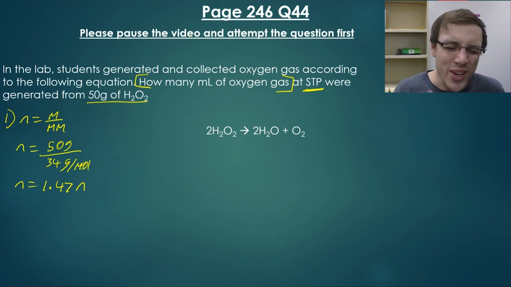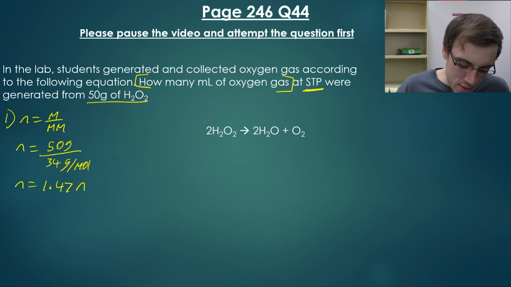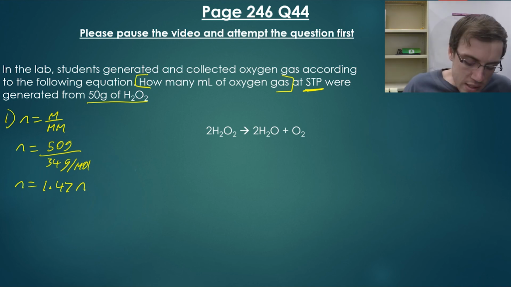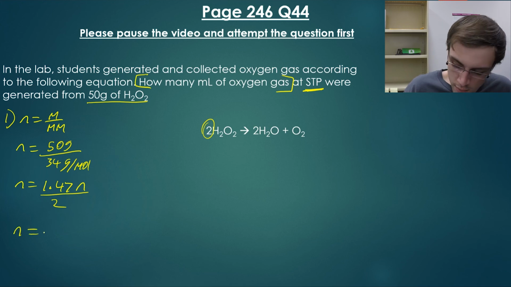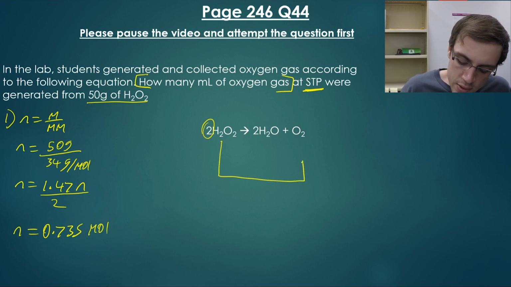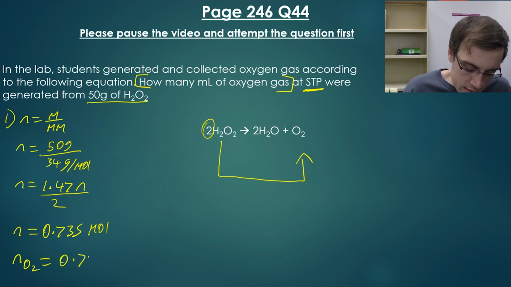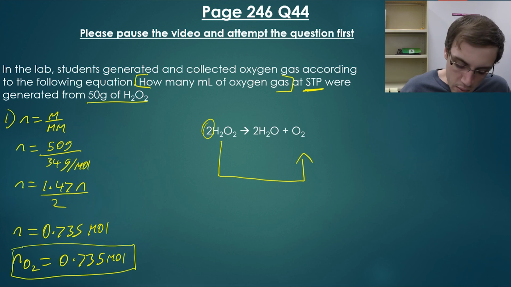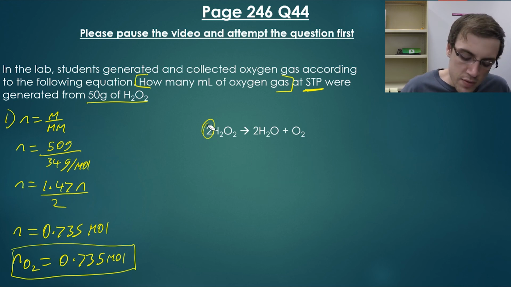So this is when our old stoichiometry friend comes into play. We need to divide our moles by 2, because we've got a coefficient at the front here. That will give us 0.735 moles, and we carry this over. So the moles of O2 gas is 0.735. Now that we have our particular amount of moles, we can now use PV = nRT.